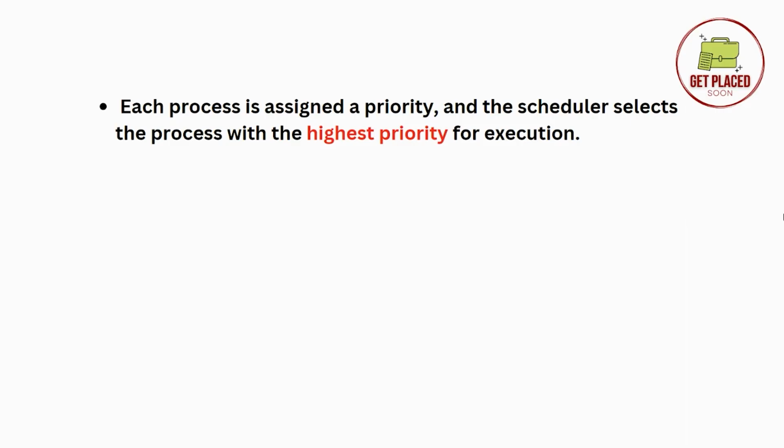So without any delay, let's get started with the new scheduling algorithm, that is priority scheduling. In priority scheduling, each process is assigned a priority. So what happens generally? When a process comes, you will have information like arrival time and burst time. But here, with arrival time and burst time, you'll also have the priority value. So the scheduler will select the process which has the highest priority for execution, right?